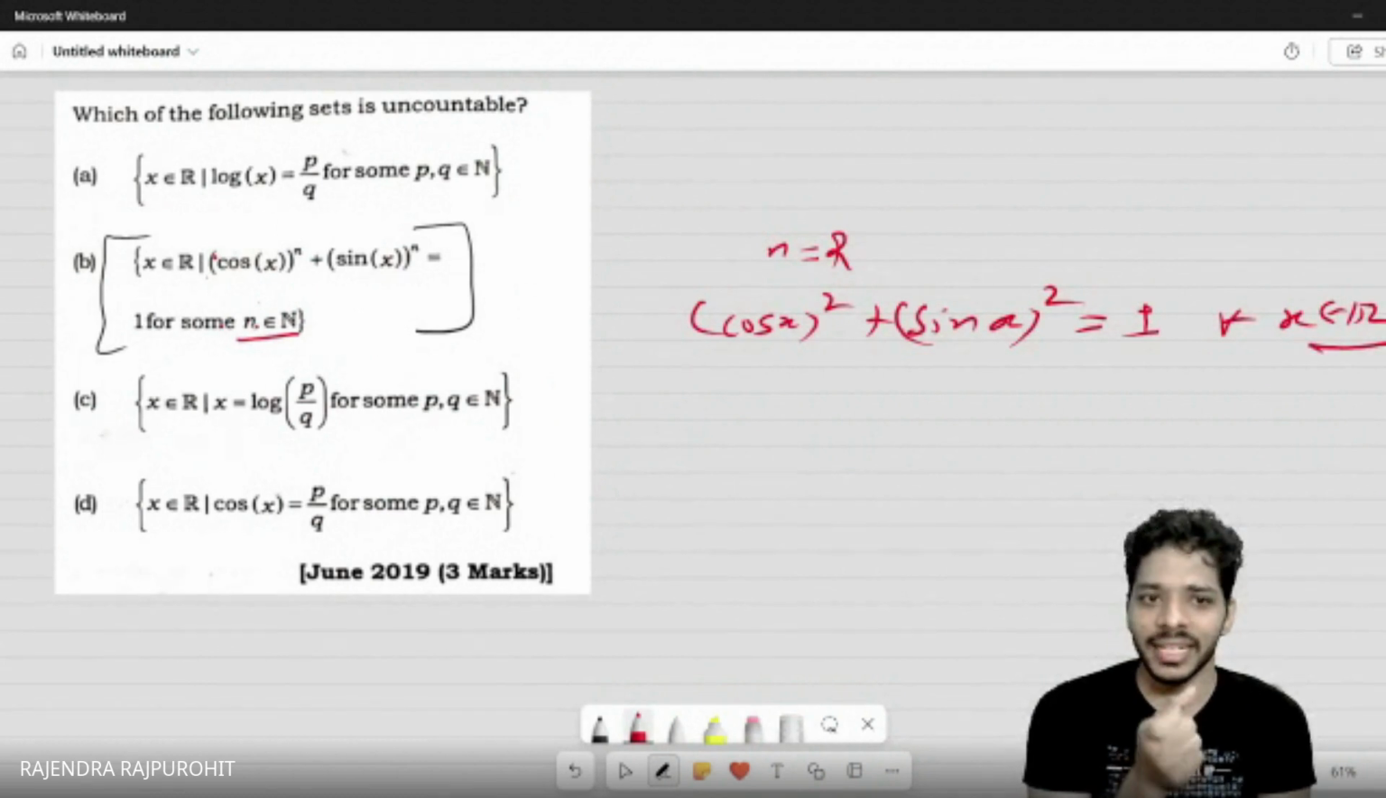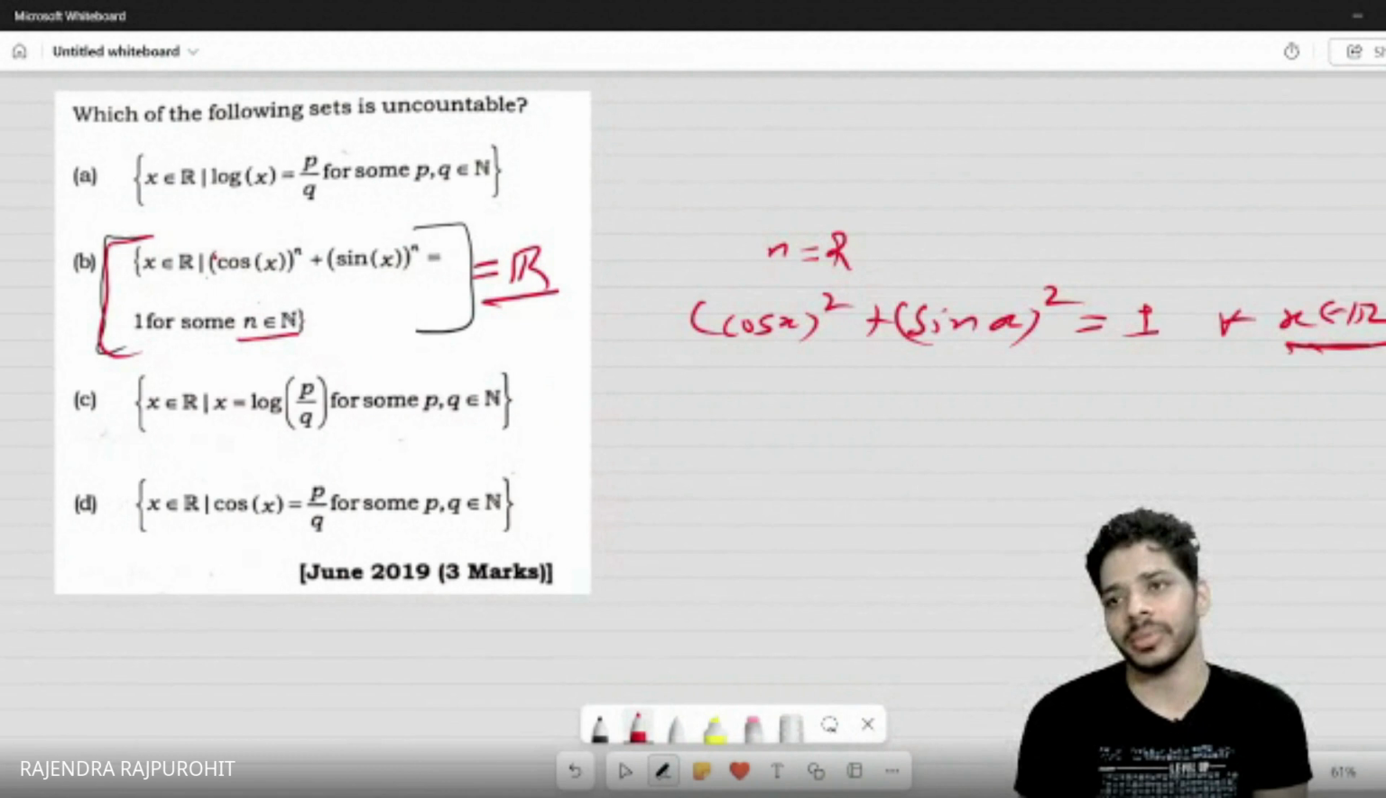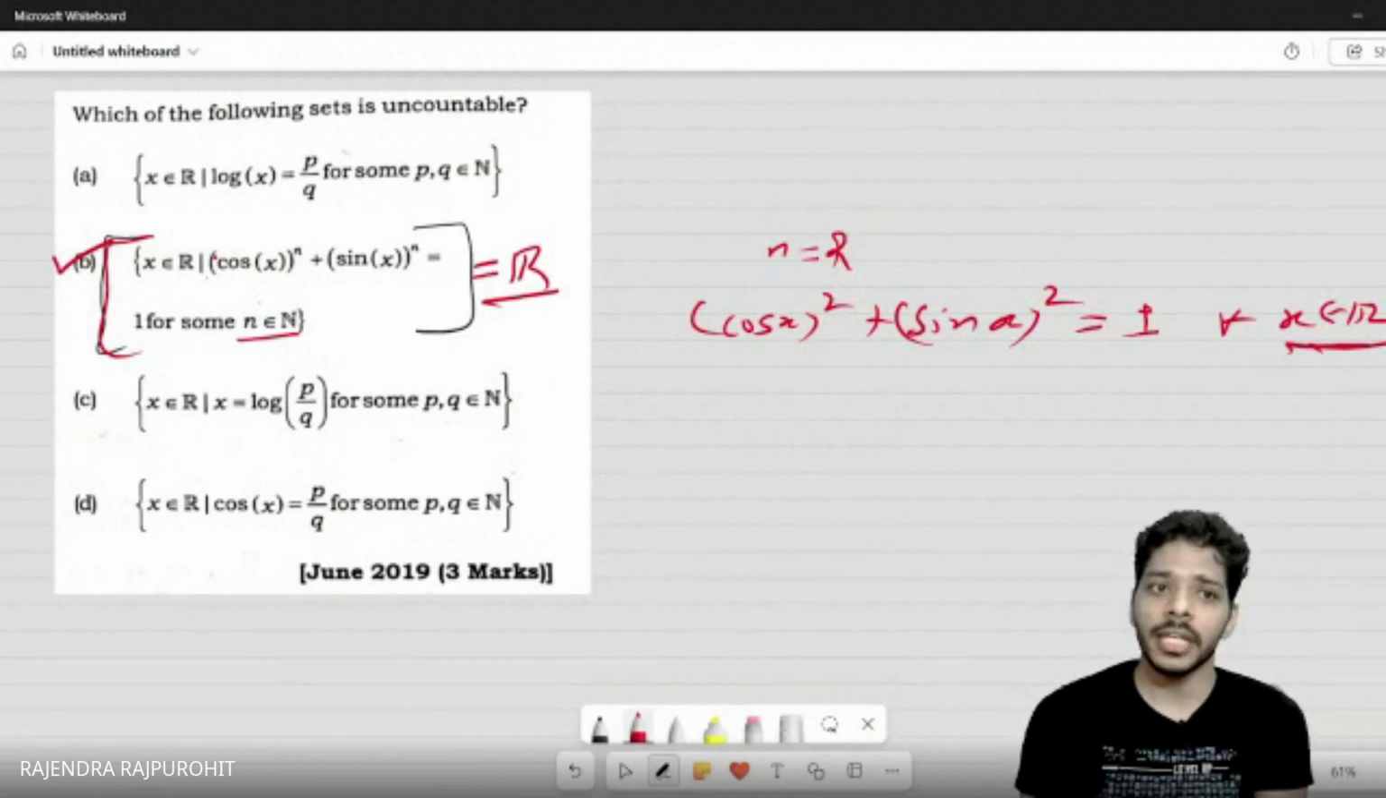That means if I take n equal to 2, then this set is actually the set of all real numbers, because for every x belonging to R, this equation is satisfied. So the set is the whole real line and hence uncountable, and I'm done with my problem in the exam, and I secured 3 marks. Now, because we are not in the exam, we have to solve A, C, and D too.